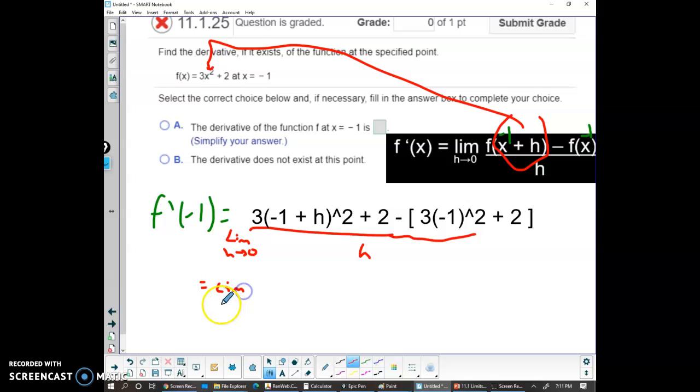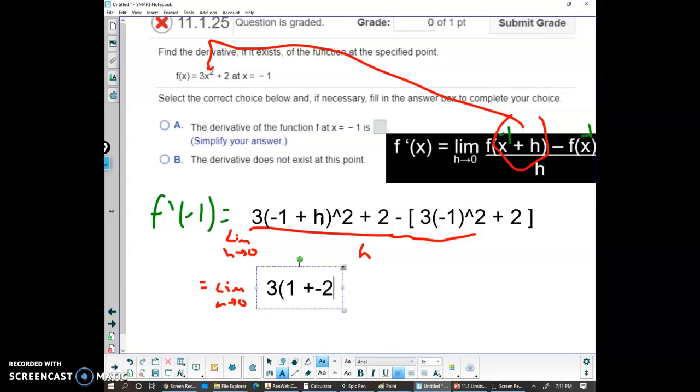Let's now simplify everything now that we hopefully substituted x plus h into the function, and then we substituted x, which is -1, into the function. So let's simplify this. In the numerator, let's square -1 plus h. I'm using that shortcut again. First term squared, -1 squared is 1. Multiply the first and the second and double it. So -1 times h is -1h, doubled is -2h. And the last term squared is plus h squared.